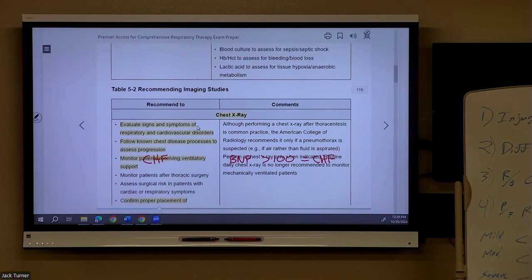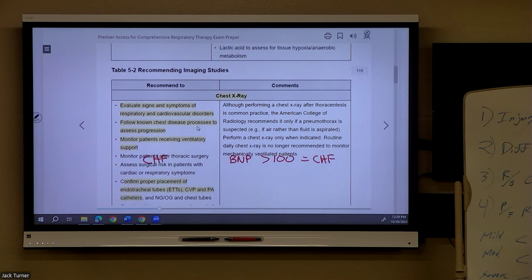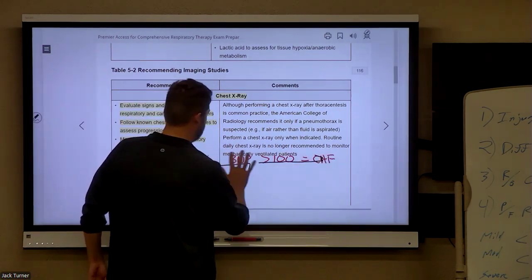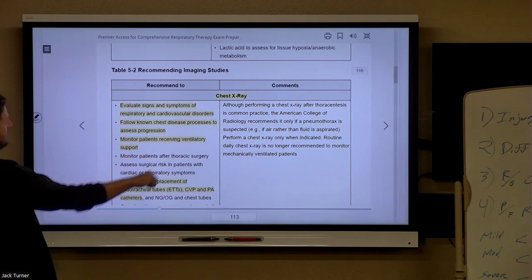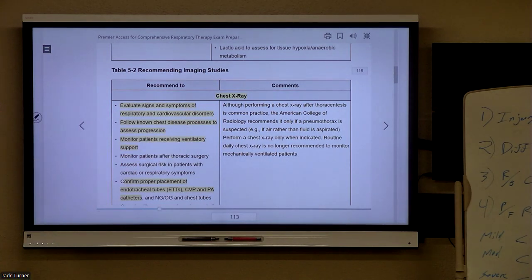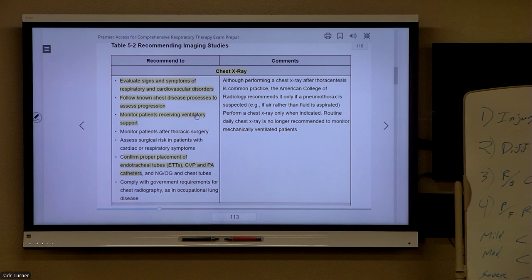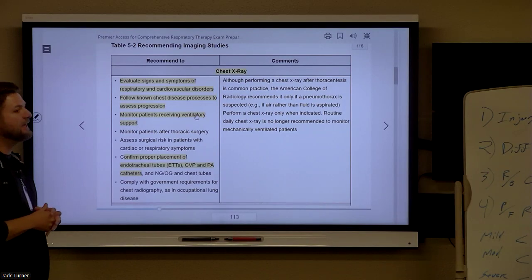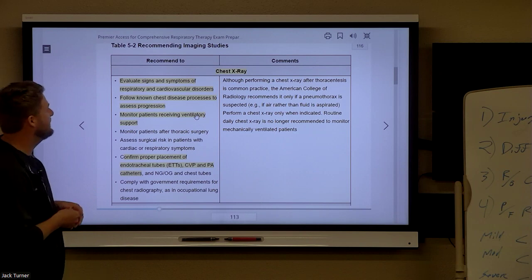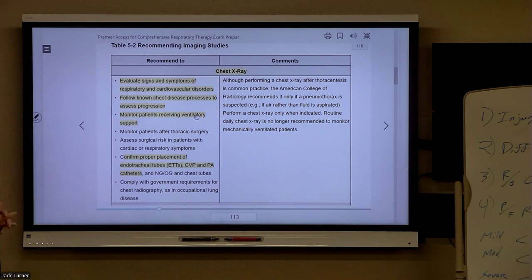Okie dokie. So if we go to the next page here, we're looking at images, like when you would recommend certain types of images. Okay. So chest x-ray is the first one up. There's many reasons why we get a chest x-ray. Of course, we would get it to evaluate symptoms of a respiratory issue. Anytime someone comes in with chest pain and a cough and all this other stuff, we can get a chest x-ray and figure out, is it heart related? Is it lung related? We'll also get chest x-rays to see the progression of disease, especially with emphysema and things of that nature.